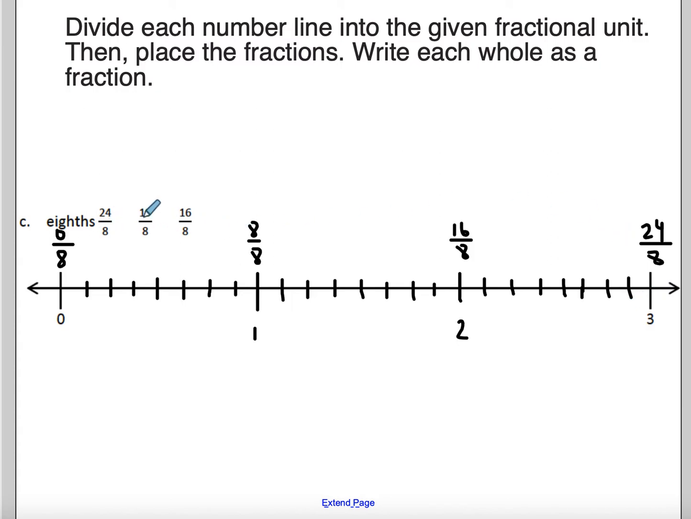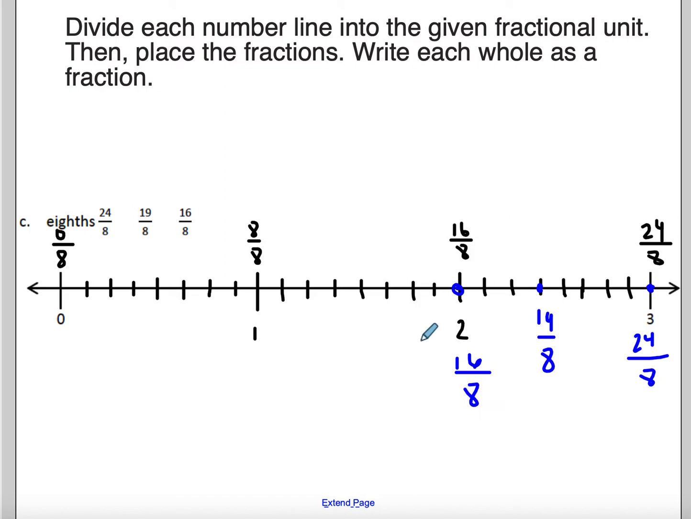So now I want to place these fractions onto these number lines. So 24 eighths. I see that's right here. 24 eighths. So I'll go ahead and label that. 24 eighths. 19 eighths. Well, this is 16, so I can count on from there. So 17, 18, 19, 19 eighths. And then 16 eighths. Oh, that's right here. So I can label this right here. 16 eighths.